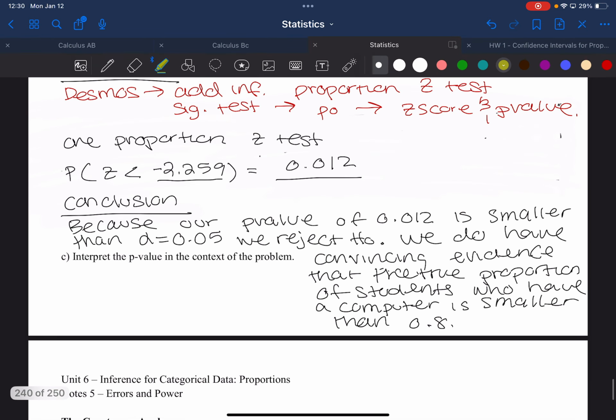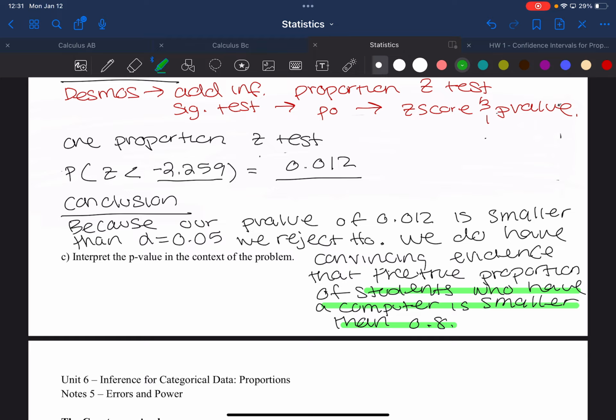When I wrote my convincing or not convincing evidence part, this entire section here, what did I color? Green. This entire section that says students who have a computer at home is smaller than 0.8 is just me repeating my alternative hypothesis. Whatever you highlighted for your alternative hypothesis, highlight it the same color. All I'm doing is taking that alternative hypothesis and writing it in words. So instead of saying p is less than 0.8, I say students who have a computer is smaller than 0.8. And that entire thing would be my FRQ.